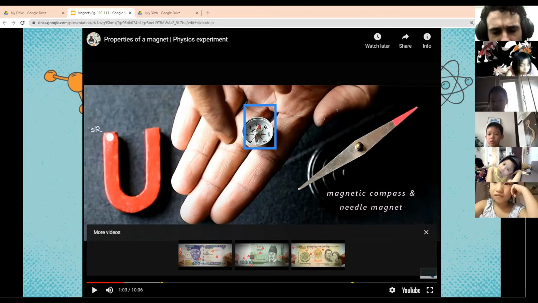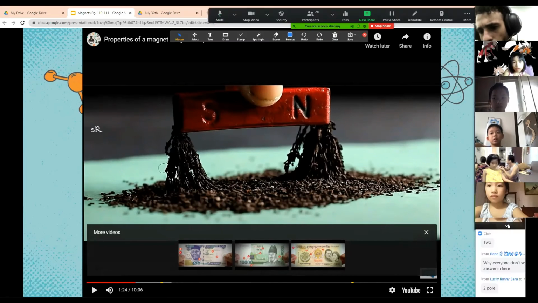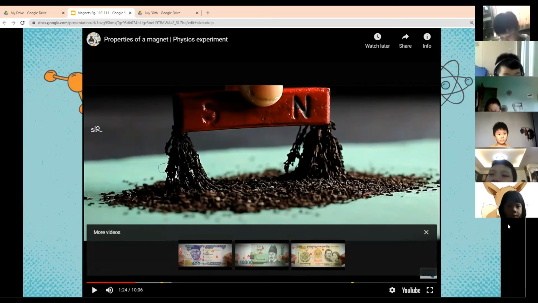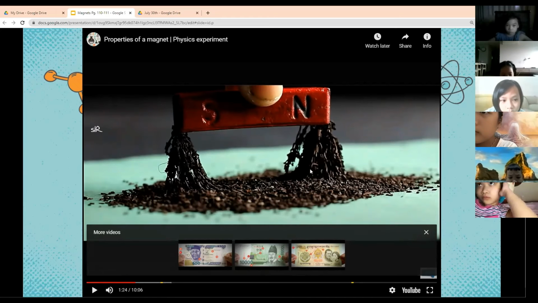This compass can tell you where the North Pole is and where the South Pole is. Okay, let's continue. Where are the iron filings being attracted to? What part of the magnet? Let's have Sophia. What part of the magnet are the iron filings attracted to?